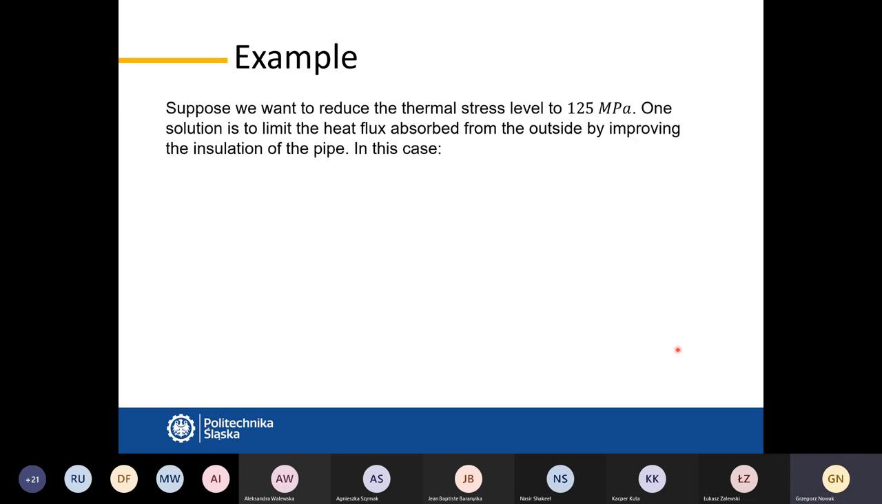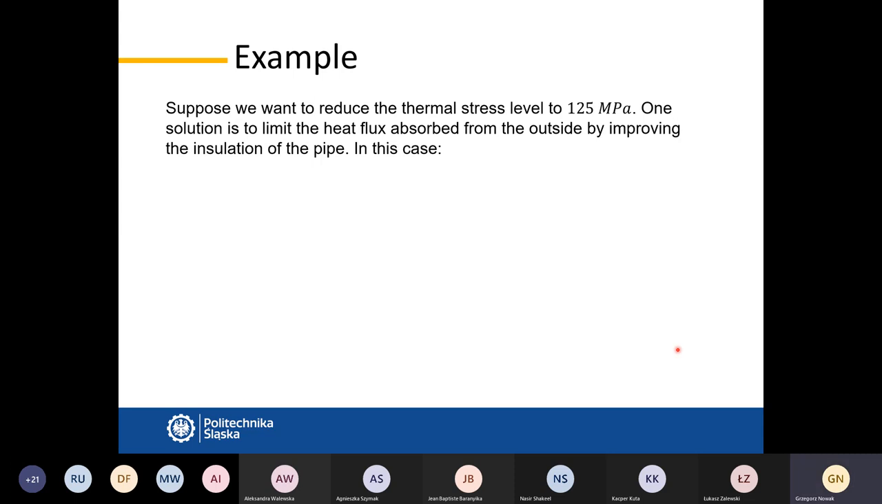Okay, second example, on this basis, we can, let's say, adjust some working parameters or operation parameters if we have some limits for the material, for example. So suppose we want to reduce the thermal stresses level to 125 megapascals. So in the original case, we had 206, and we have to limit the stress to 125 megapascal. One solution is to limit the heat flux absorbed from the outside, so the QA, by improving the insulation of the pipe.